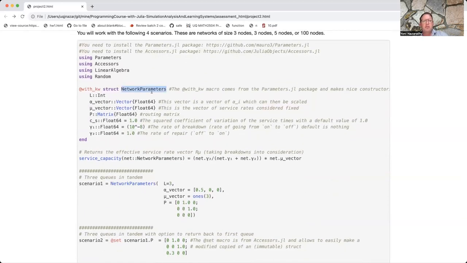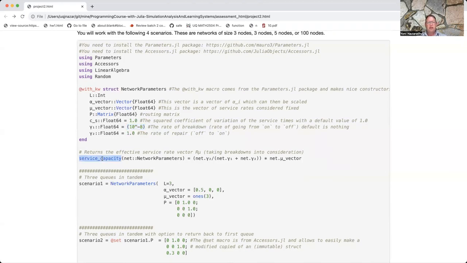So a network is a network parameters object. We use here the @with_kw macro from Parameters.jl, and that just allows you to have a nice constructor for this, so you can do keyword argument constructions. So what does a network have? It has L, it has an arrival rate vector, it has a service rate vector, it has a routing matrix, it has a squared coefficient of variation, and it has these two parameters for the breakdown rate and the rate of repair. Notice that we started with the rate of breakdown to be very low, so gamma 1 is effectively 0. And that means that actually there are almost no breakdowns.